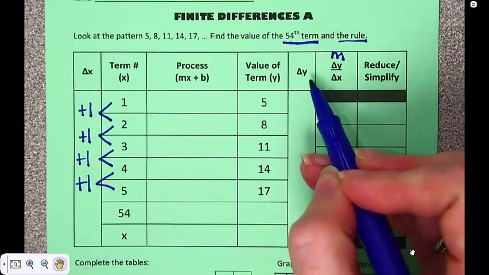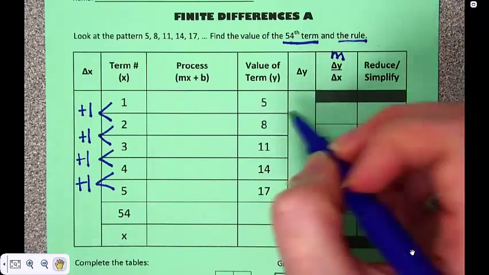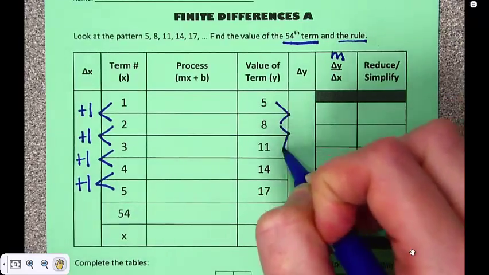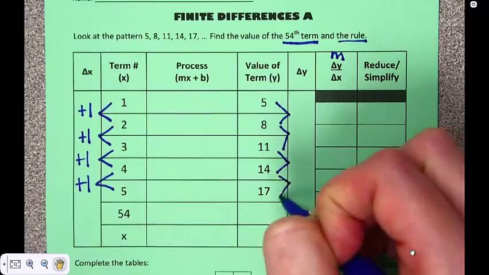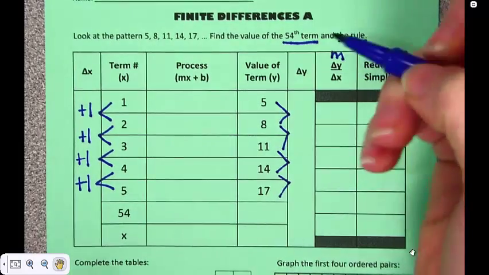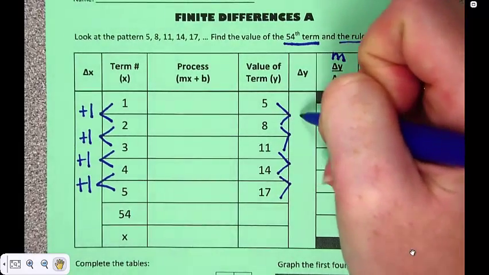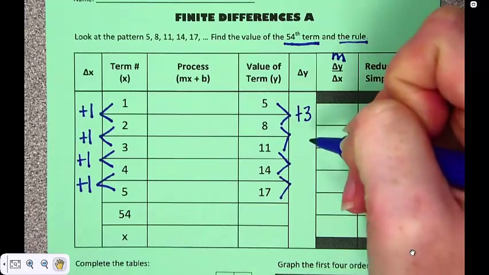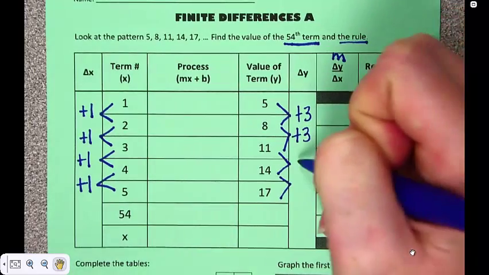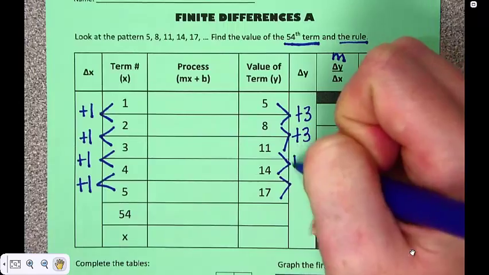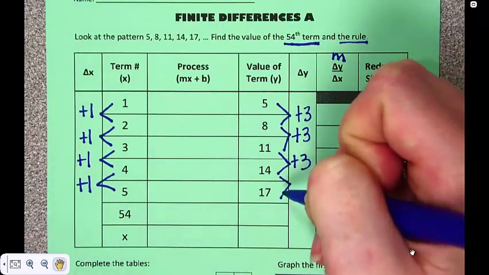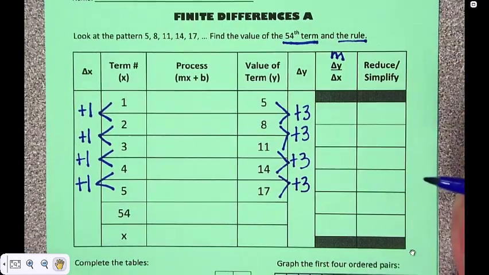Now we're going to look at our delta y column, and we're going to find the difference in our y values. So from 5 to 8, 8 to 11, 11 to 14, and 14 to 17. So how did we get from 5 to 8? Well, we added 3. How did we get from 8 to 11? We added 3. 11 to 14, we added 3. And 14 to 17, we added 3.